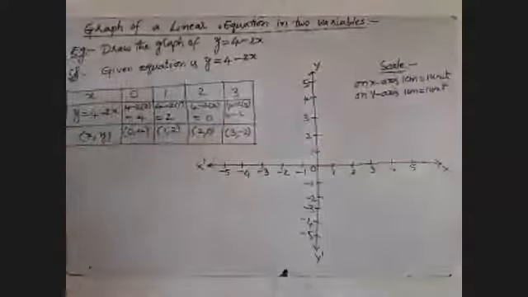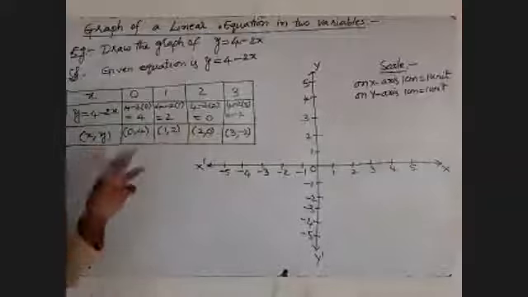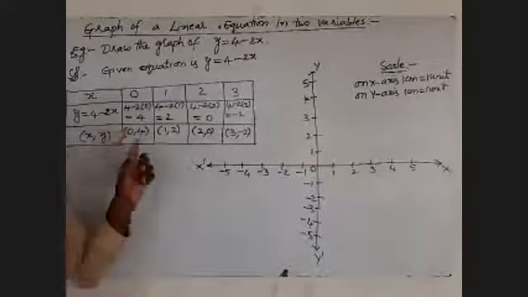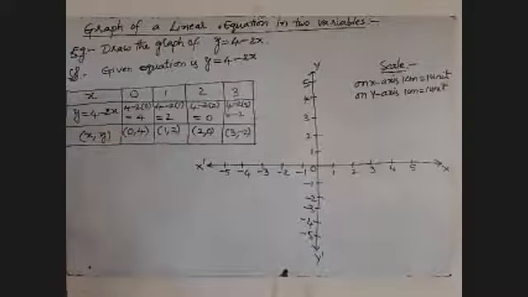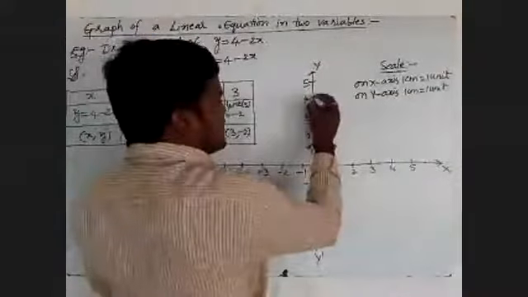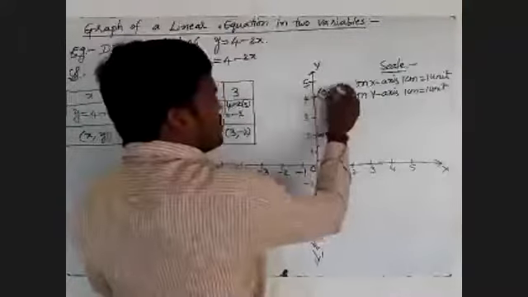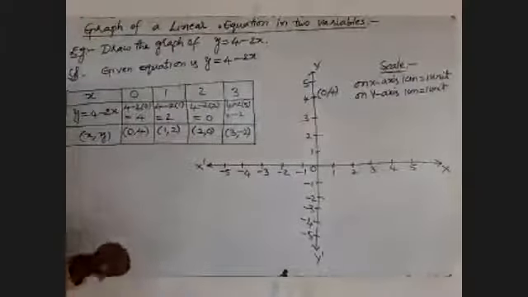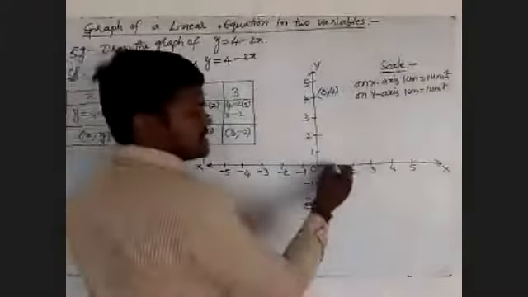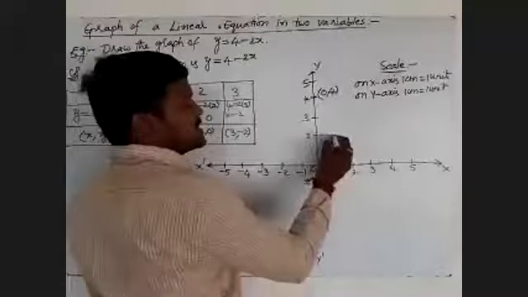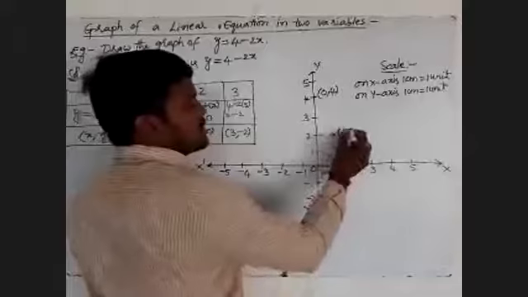First, we observe the first point is 0 comma 4. Its x coordinate value is 0, which means the point lies on the y-axis. That is the point, name it as 0 comma 4. After that, we take the point 1 comma 2. On x-axis we take 1. This is 1. On y-axis we take 2. That is the point, name it as 1 comma 2.